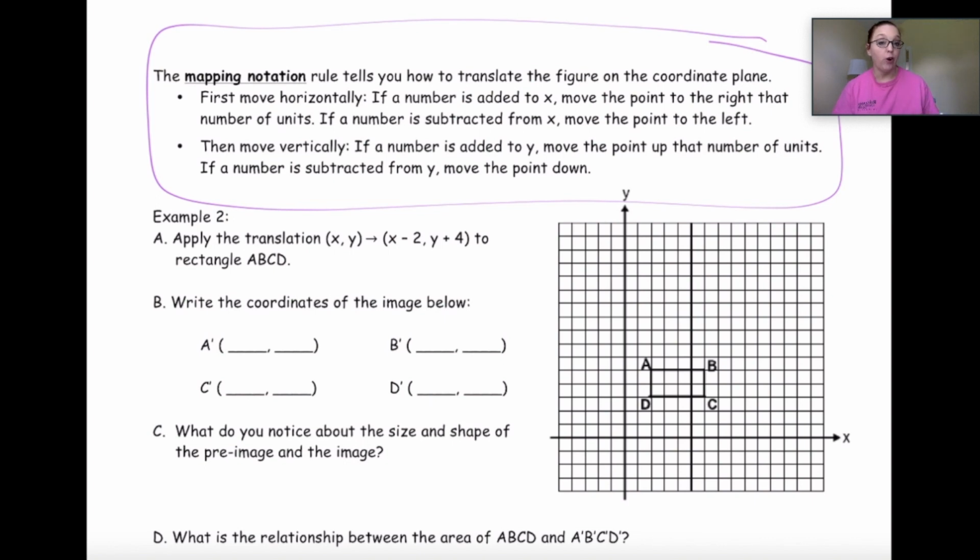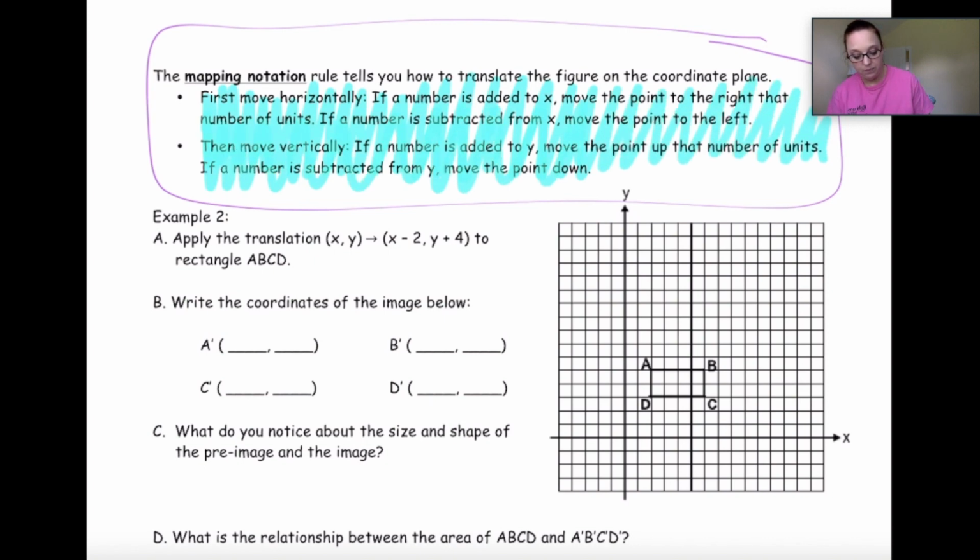Then we will move vertically, up or down. If a number is added to y, move the point up that number of units. If a number is subtracted from y, move the point down that number of units. So I'm actually going to highlight this part because all of this is very important. And we talked about that at the beginning of this lesson. All right, so let's go to example 2.